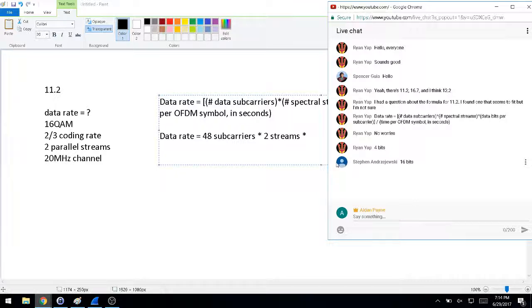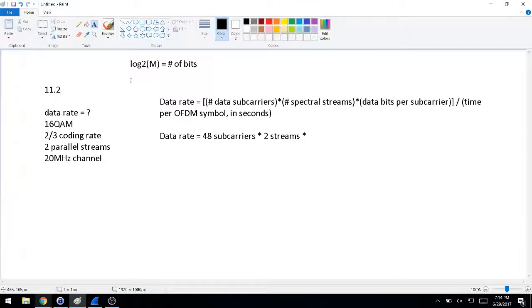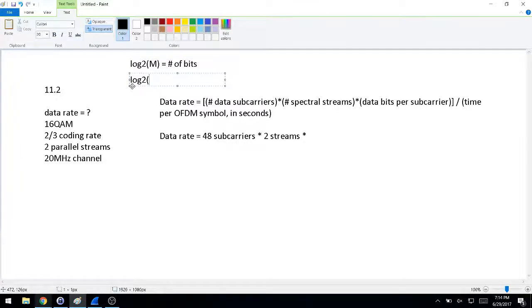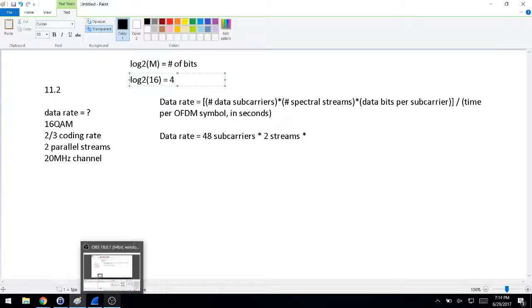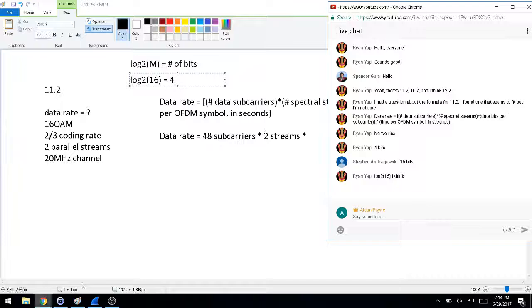But it is actually 4 bits. And we find that by, remember that we have log 2 of M, our modulation level, equals the number of bits. And so in this case, we have log 2 of 16, because we're using 16 QAM. And that gives us 4. So it's not just looking at the number of levels we're using, we have to figure out how many bits we need for the number of levels.